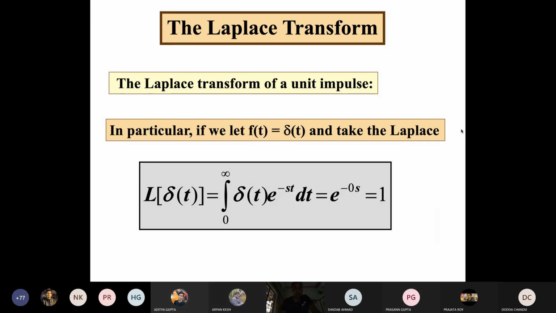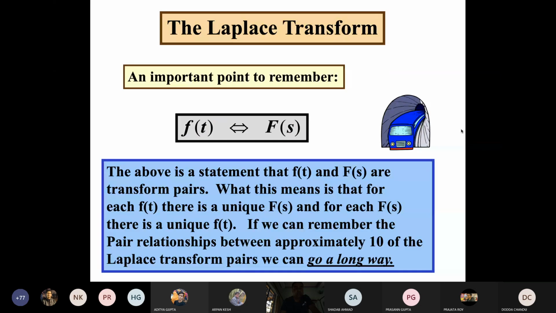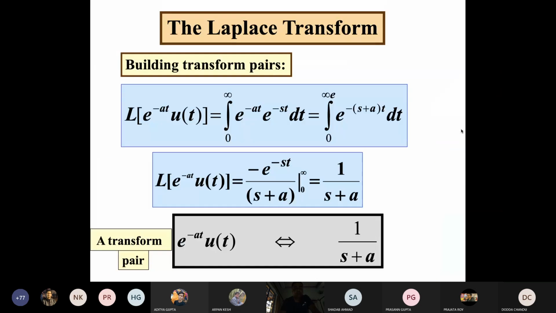Now the Laplace transform of delta(t) is equal to 1, we have seen last class. Now the above statements say that f(t) and F(s) are transform pairs. What it means is that for each f(t) there is a unique F(s), and for each F(s) there is a unique f(t). We can remember these pair relationships, and if we remember the pairs, we can go a long way.